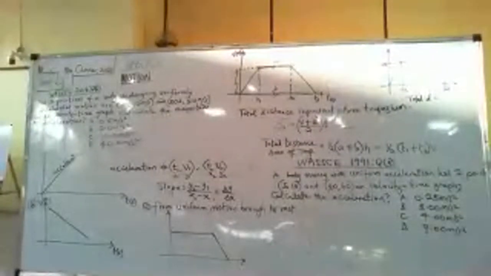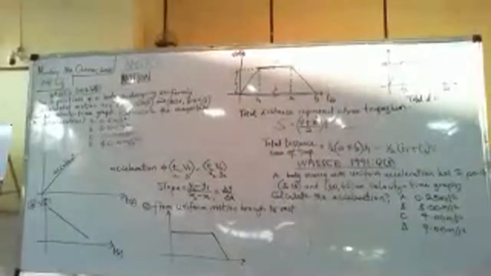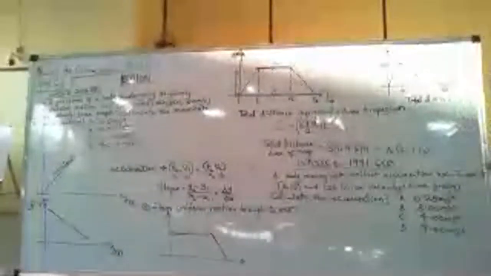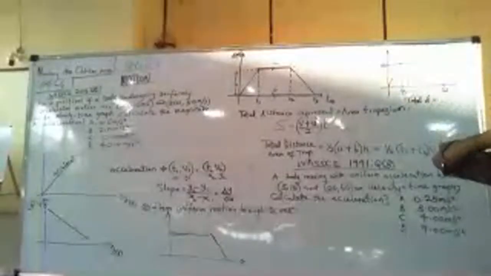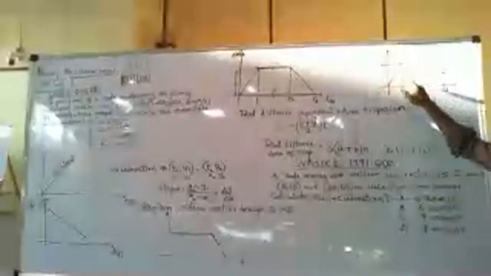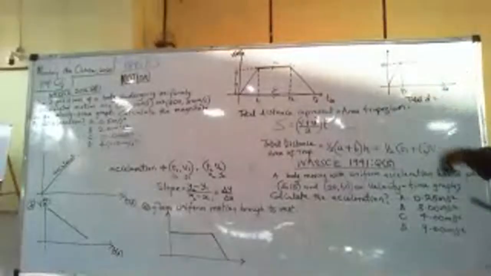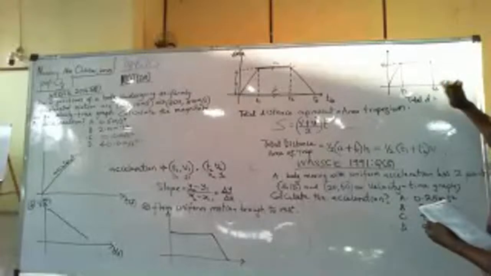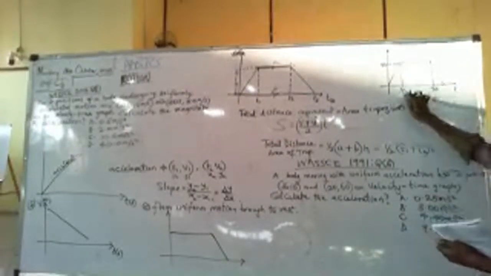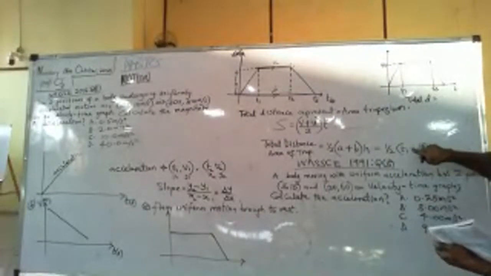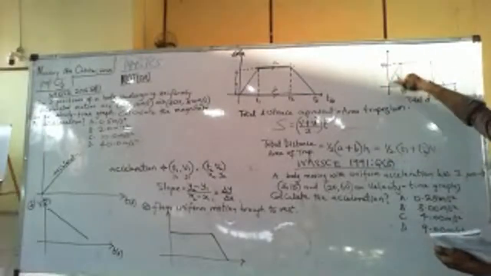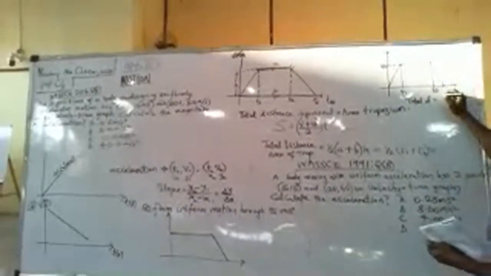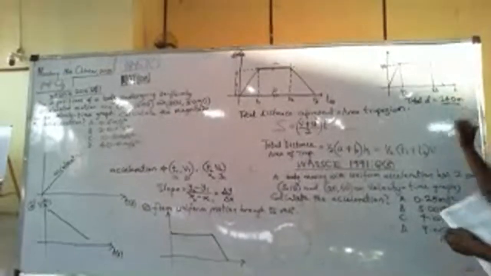Are you sure? 100%? Yes, 100%. That's perfect. Just say 4 plus 8, 12. 12 times half, 6. 6 multiplied by 40, 240. Half into sum of the two parallel sides. What are they? 4 plus 8. That's 12. 12 times half, that's 6. 6 times height, which is 40. 240 meters. Are you getting what I'm saying?